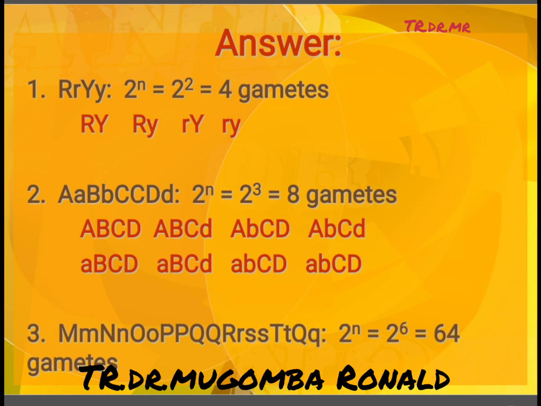So you can see. I will take an example of the first one here. You are seeing that we have here capital R independently segregated with capital Y. Then capital R, small y, small r, capital Y, small r, small y. That is the independent assortment in dihybrid inheritance. So these are gametes. 4 different combinations of gametes have been formed before fertilization can take place.